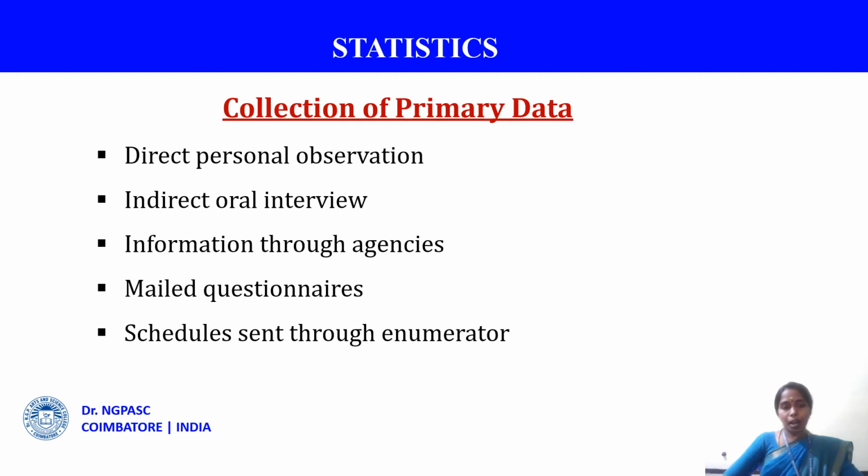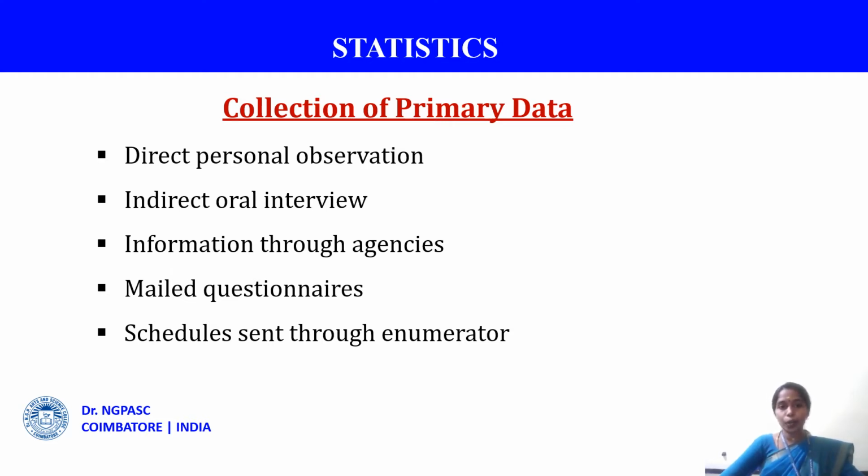Now, what are the ways of collecting primary data and secondary data? First, how to collect the primary data. There are five ways of collecting the primary data. The first one is direct personal observation. What is direct personal observation? We are directly going to the person and collecting the information from them in person. So the data will be more accurate in this case.